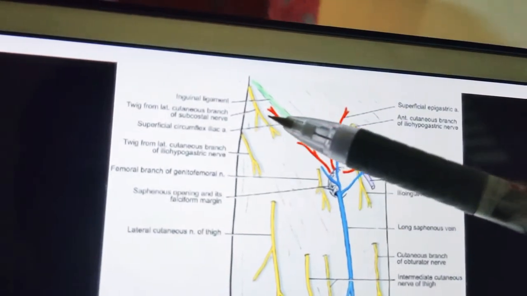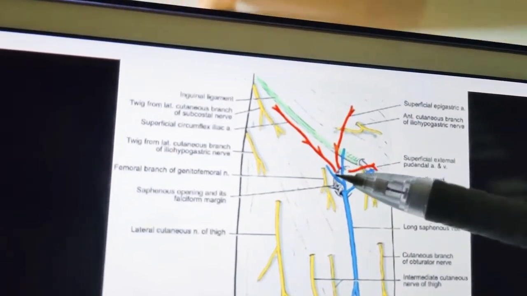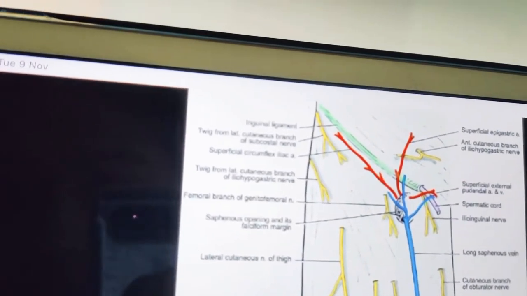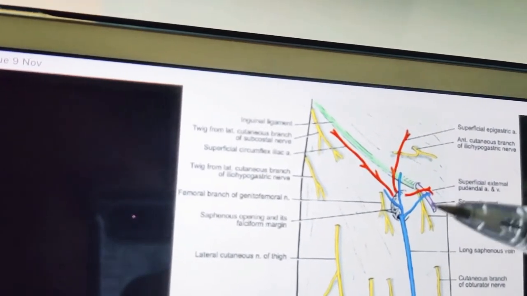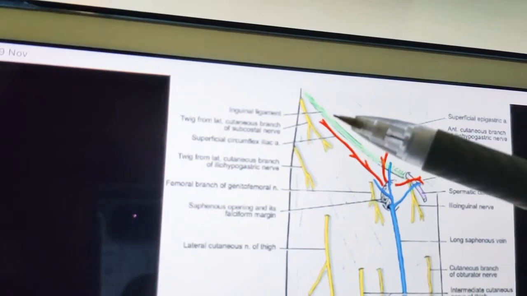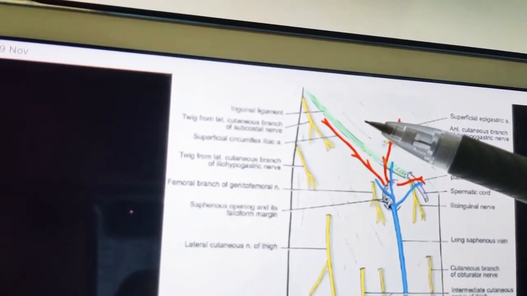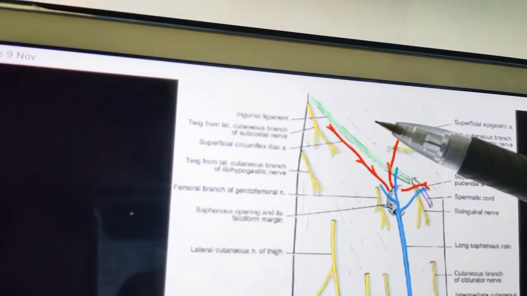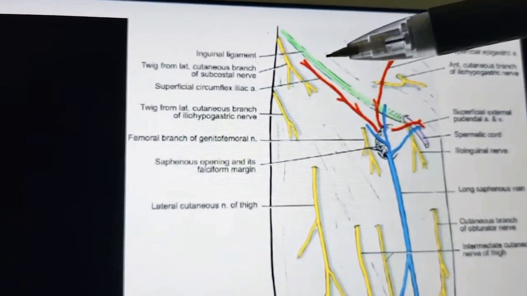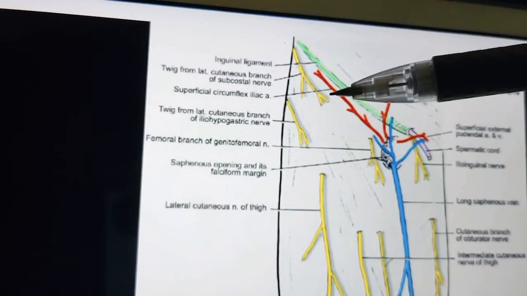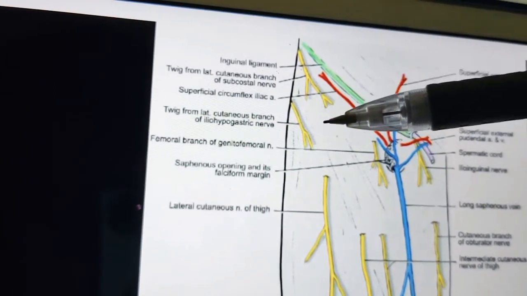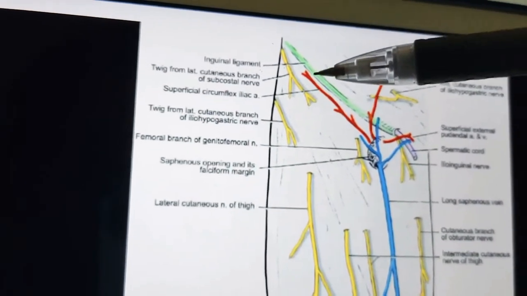So this one is the superficial circumflex iliac artery, and this is mainly piercing, again this pierces the fascia lata, which is lateral to saphenous opening, runs upwards below inguinal ligament and anastomoses. You can see it will anastomose with anterior superior iliac spine. So that's why you can see this artery is going up to anterior superior iliac spine. So it will anastomose with that, and with the deep circumflex iliac, superior gluteal and lateral circumflex femoral artery. So it is anastomosing with three arteries.